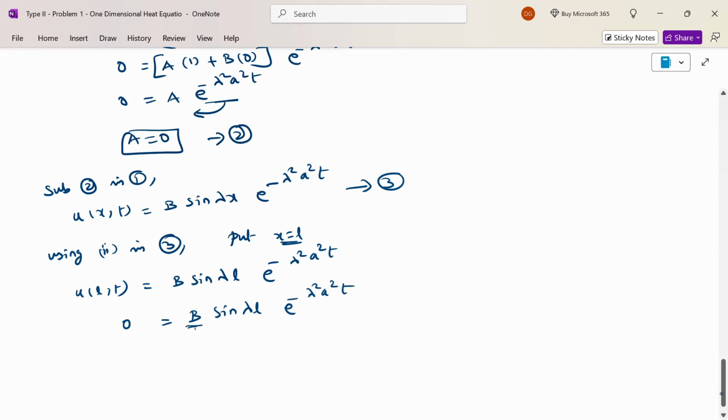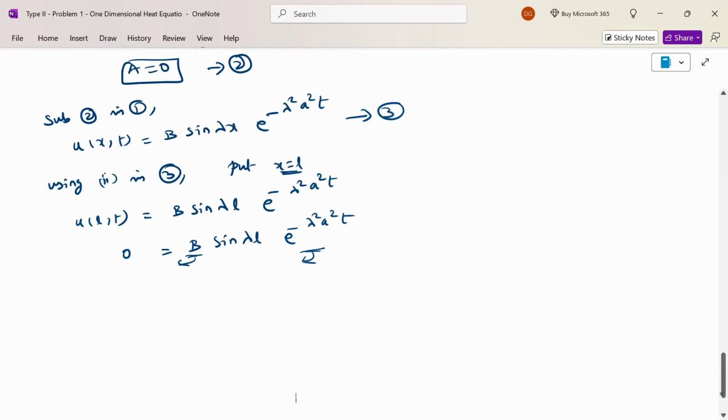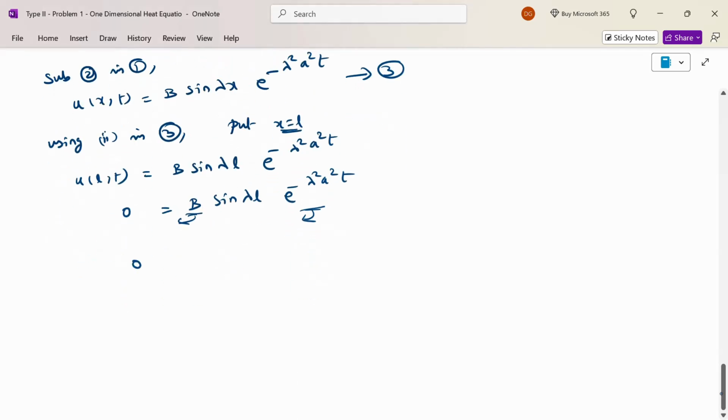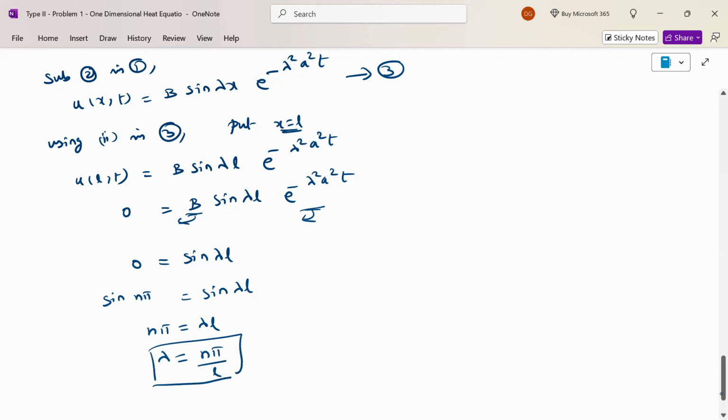Now B is non-zero and the exponential term is non-zero, therefore sin lambda L must be 0. The 0 may be rewritten as sin n pi equals sin lambda L. Therefore n pi equals lambda L, then lambda equals n pi by L. Now I consider this lambda value as equation number 4.